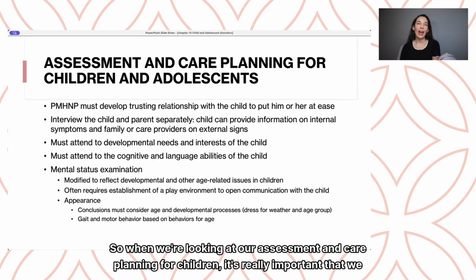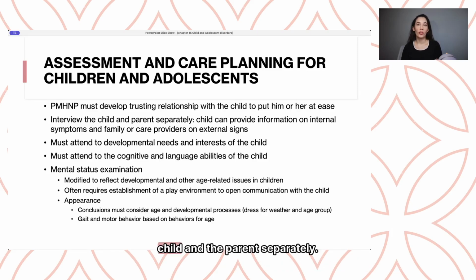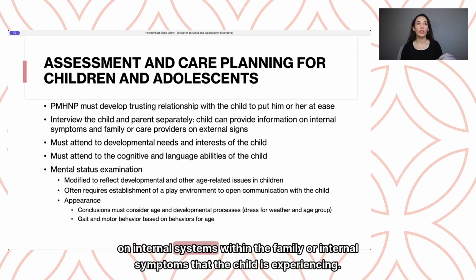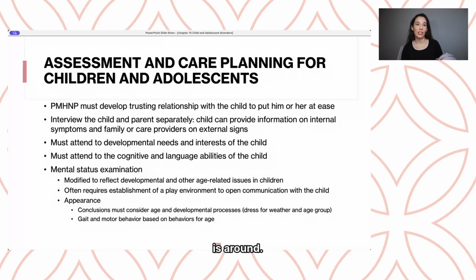When we're looking at our assessment and care planning for children, it's really important that we develop a trusting relationship with the child to put them at ease. We want to make sure to interview the child and the parent separately. That's because this can provide information on internal systems within the family or internal symptoms that the child is experiencing. Also, if there is any type of abuse going on, the child may not disclose that if the parent is around.